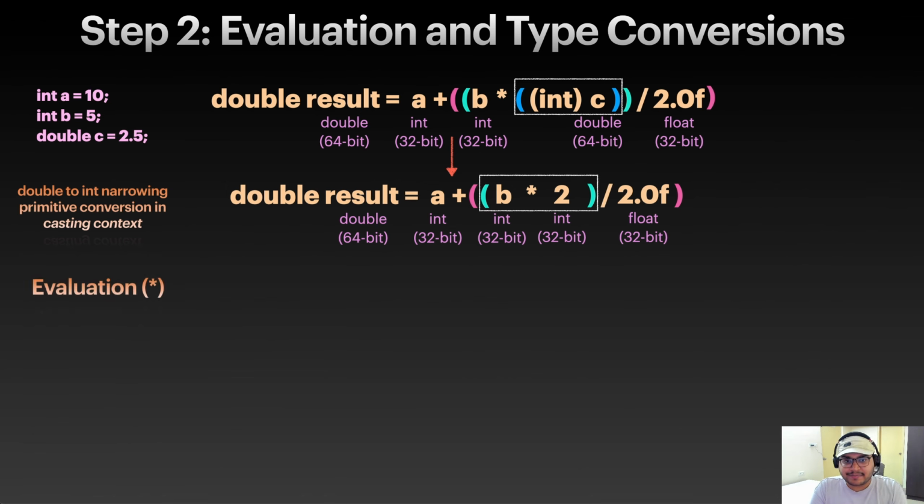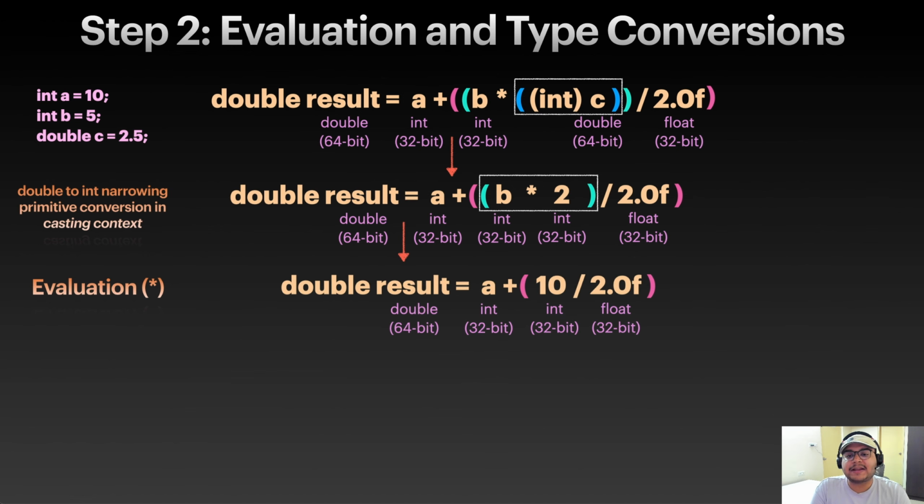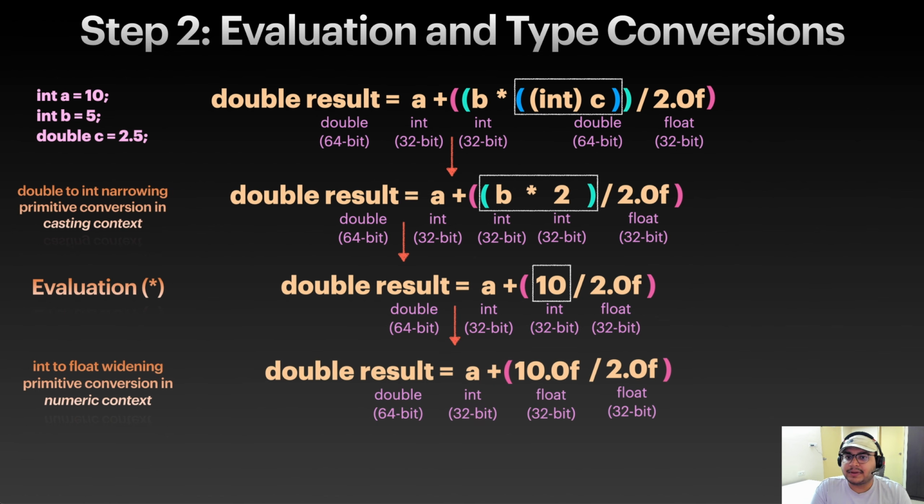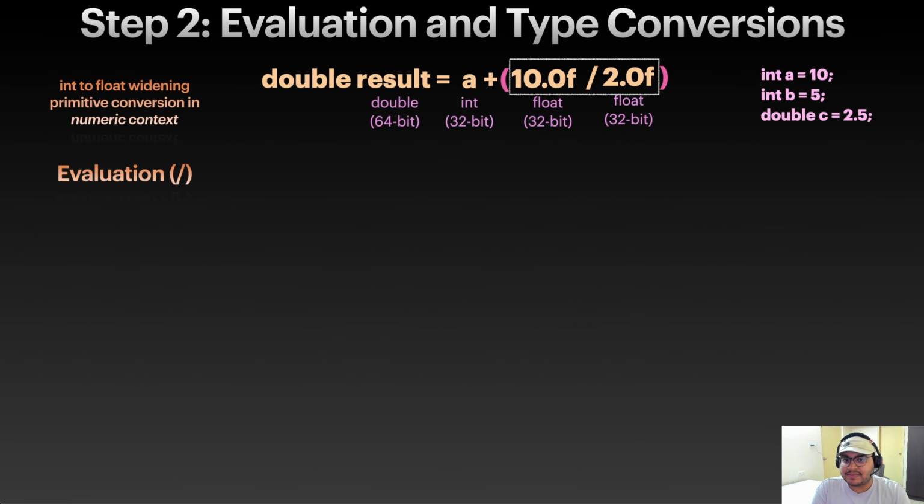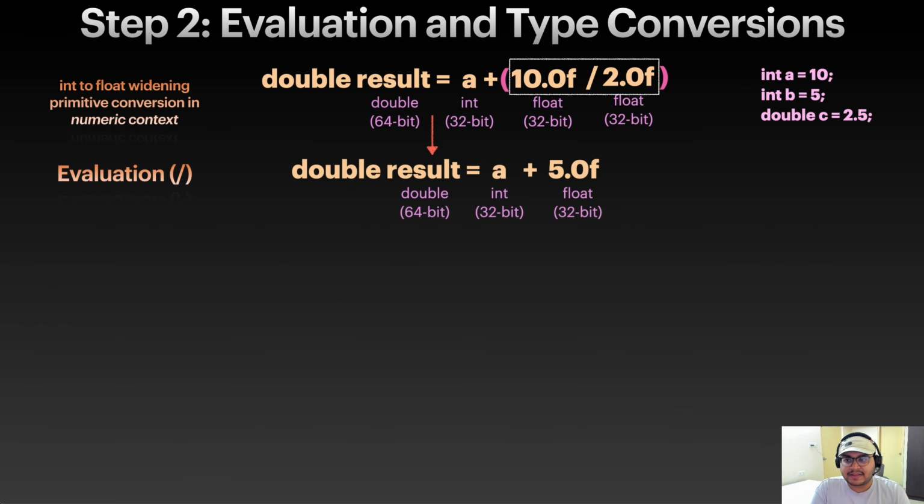Next, we evaluate turquoise brackets. Since variable b and 2 are of int data type, we can go ahead with evaluation of multiply without any data type conversion. So b multiplied by 2 gives us 10. Next, for the pink brackets, the data type of operands is different for division operation. One is int and another one is float. Hence, 10 undergoes widening primitive conversion from int to float data type according to the rules of numeric context and becomes 10.0f of float data type. Since both operands are now of the same type, we perform the division, which results in 5.